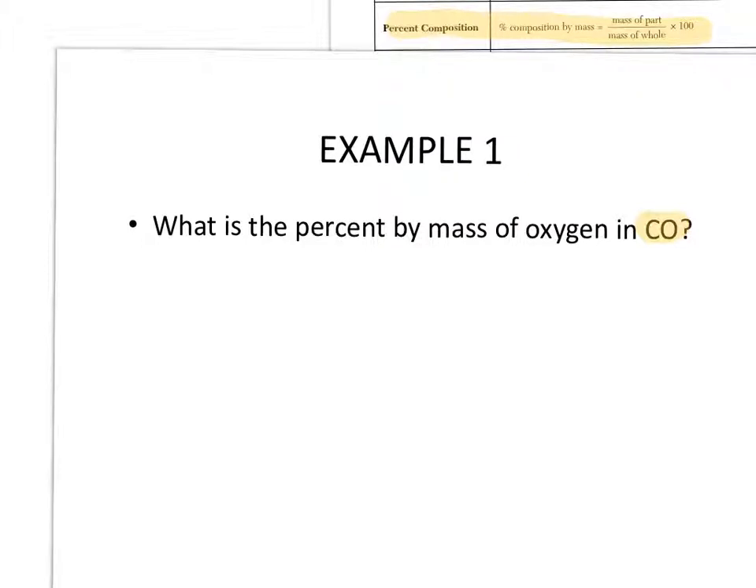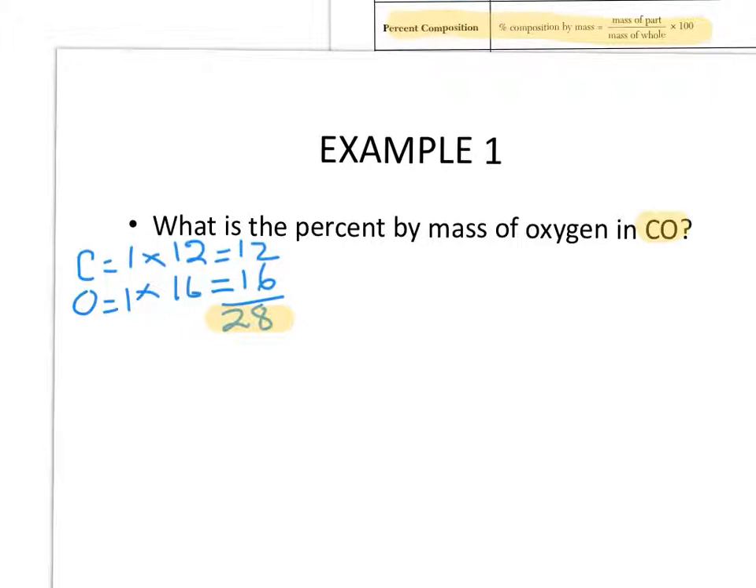So C, there's 1 of C, and there's 1 of O. And so the atomic mass of C is 12, and the atomic mass of O is 16. So we calculate that to be 12 plus 16, which gives us 28. So this right here is the mass of the whole.